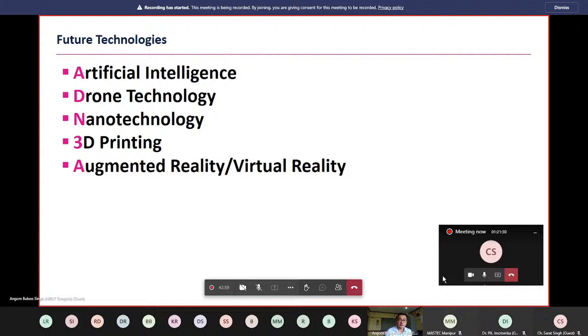So the technology that I focus on is AI, that is artificial intelligence, drone technology, nanotechnology, 3D printing, and sometimes 4D printing also. And lastly, augmented reality or virtual reality. So these technologies, I would say, will bring our life to a movie-like, science fiction-like thing.